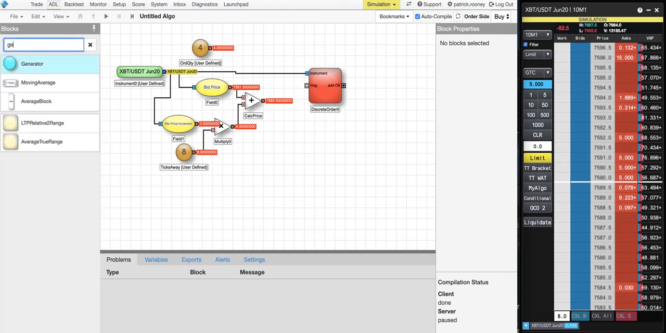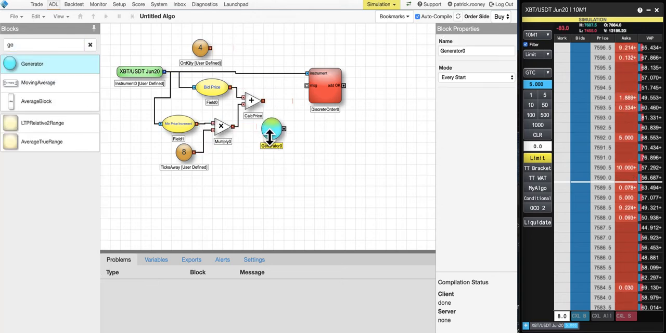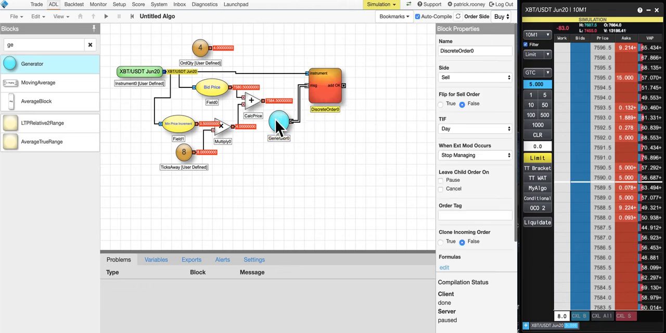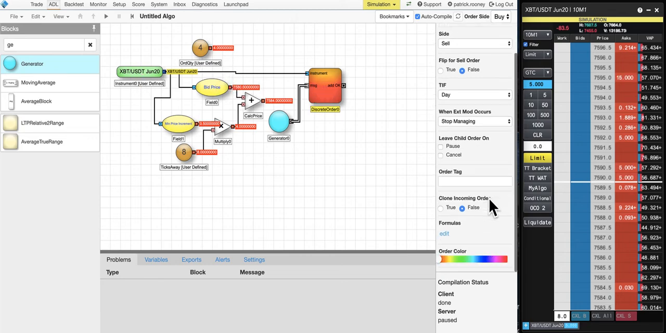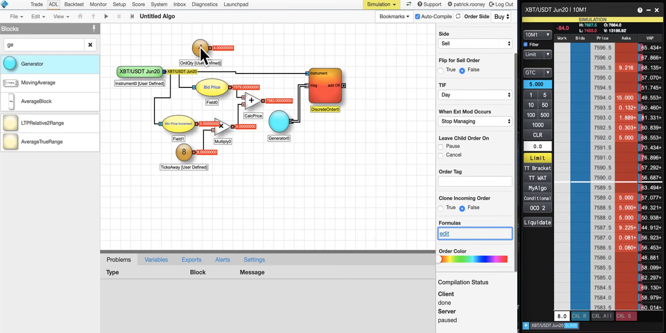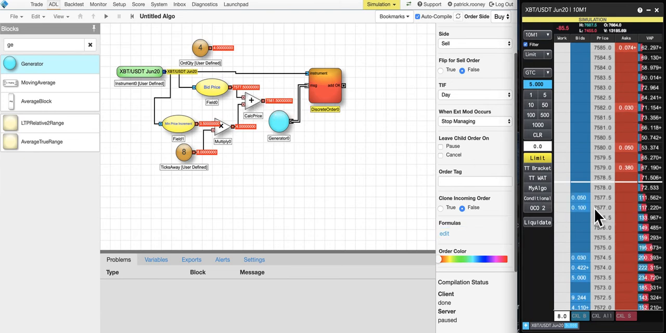I'm going to get a generator block. I'm going to pipe the generator block in here, just like that. And set to every start. Let me just leave it at every start. So every time this algo starts, it's going to send a message to this block and say, hey, go grab the instrument and go grab these two things. Go grab the calculated price and the order quantity. So it's going to go grab this 4. It's going to go grab this calculated price, which is 75.81, which should be 8 ticks higher than where we are right here. And it will be up in there somewhere.